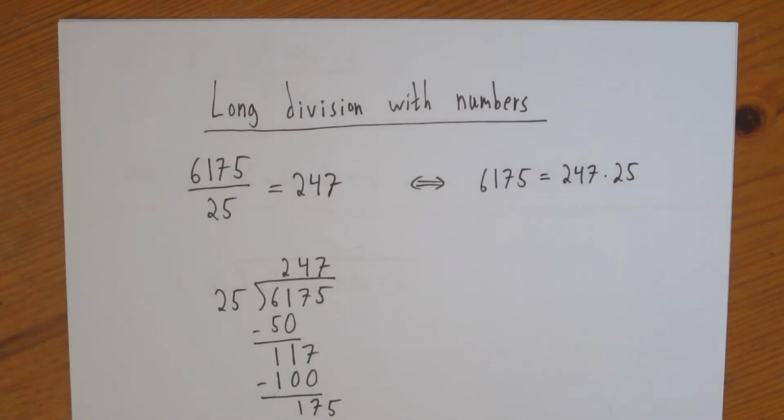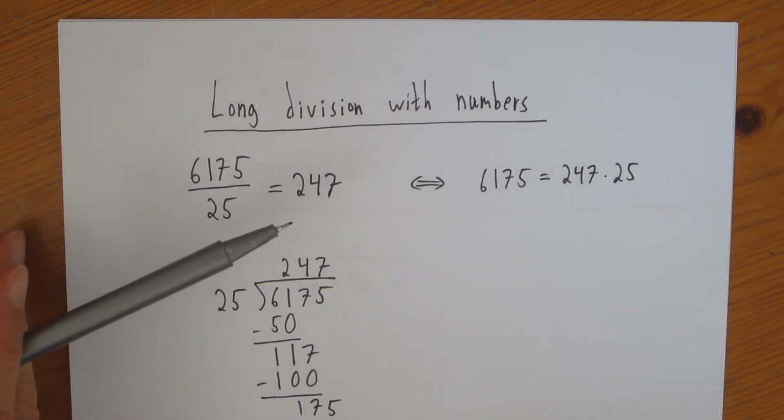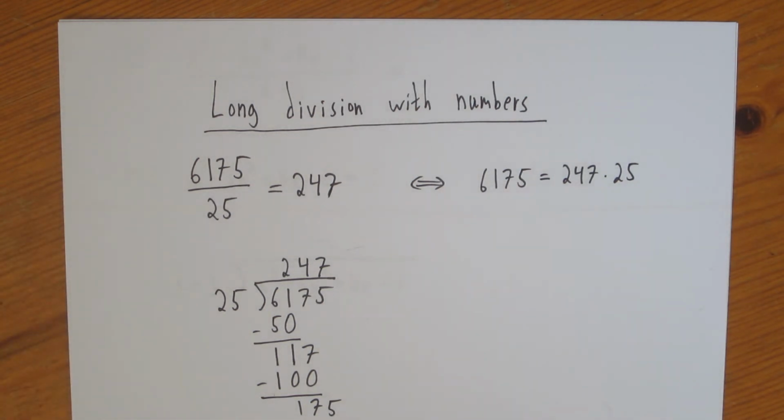A remark on long division involving numbers. That 6175 divided by 25 is equal to 247 is the same thing as saying that 6175 is 247 times 25.